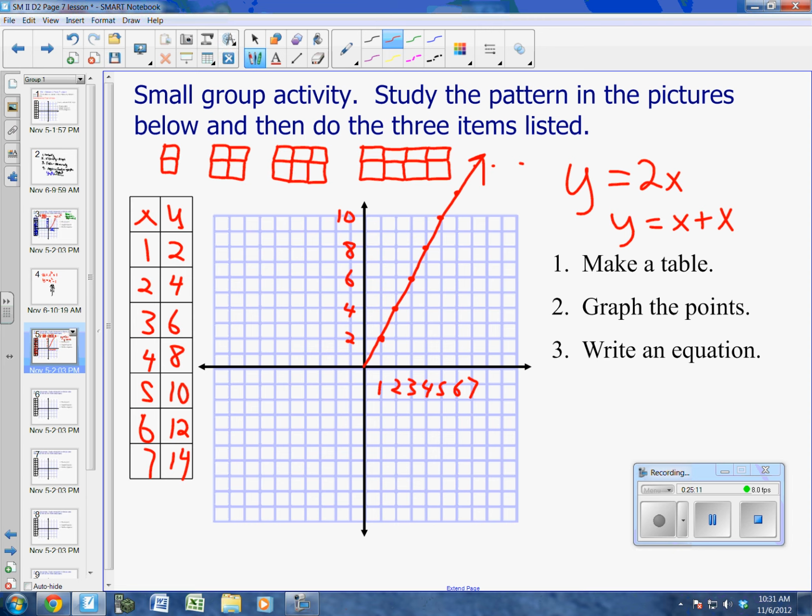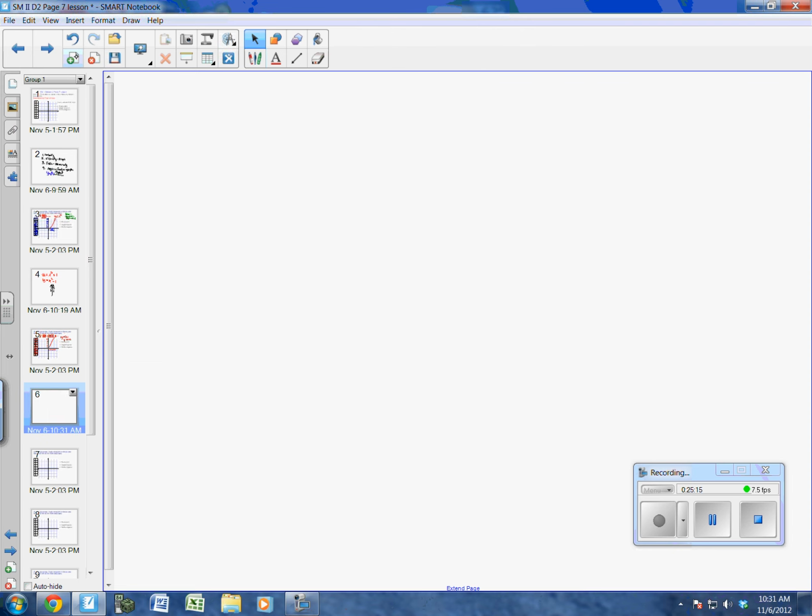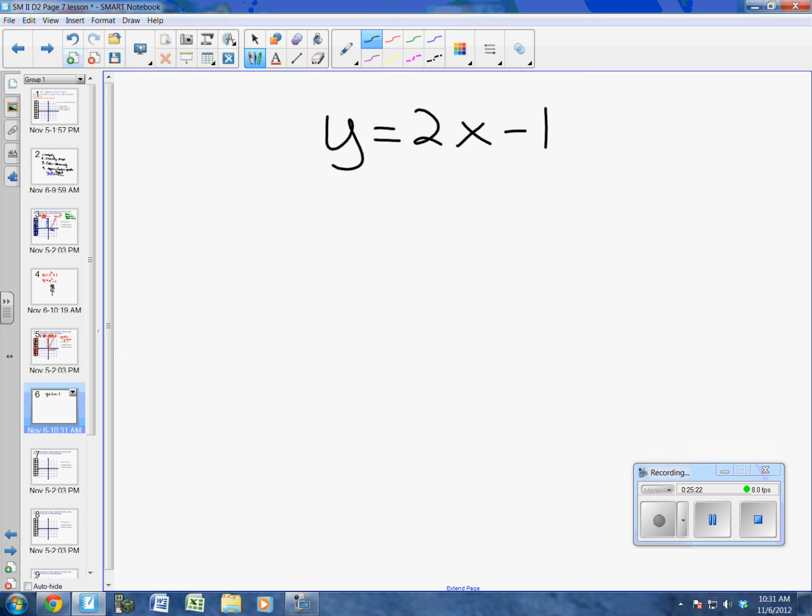Okay? All right, now, I want you guys to write this same one, except I want you to write y equals 2x minus 1. Not write it. I want you to show me with your blocks what y equals 2x minus 1 would look like.